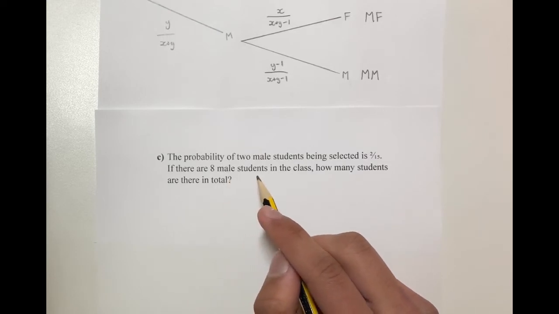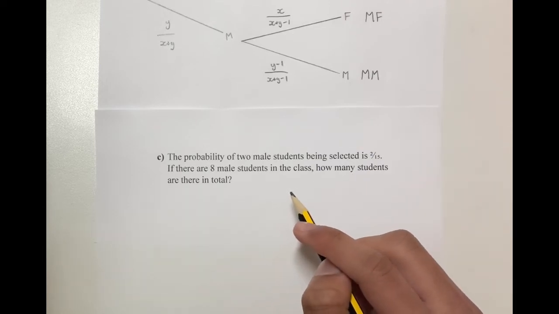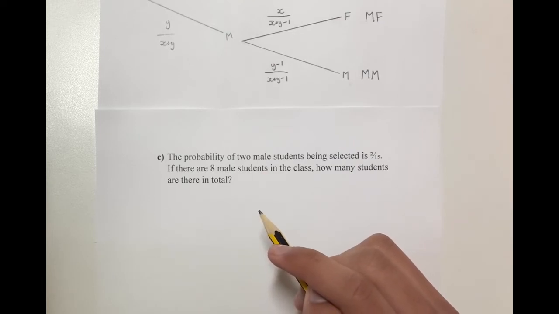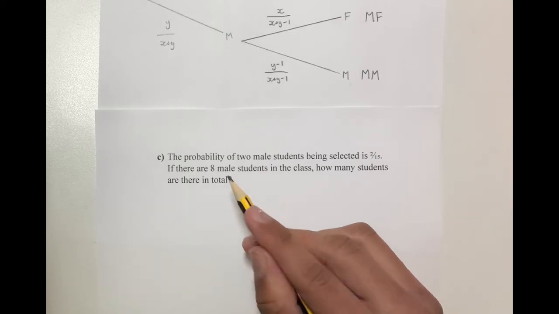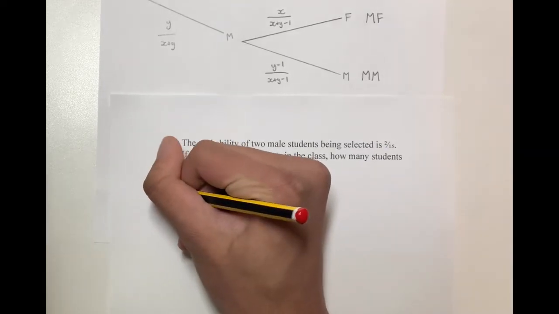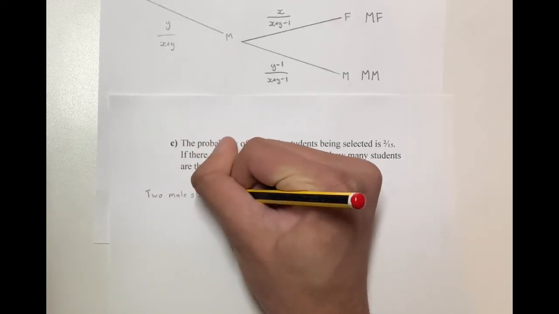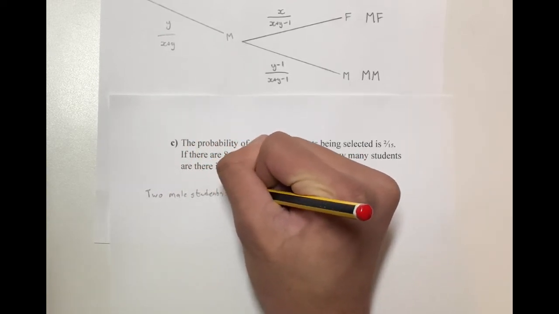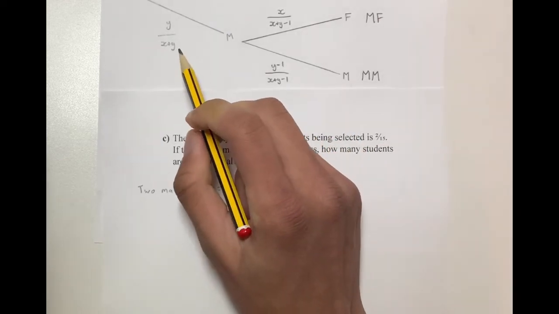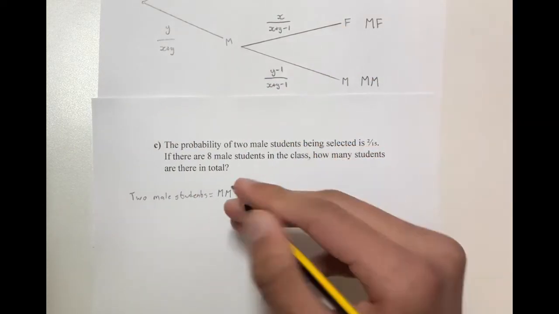The probability of 2 male students being selected is 2/15. If there are 8 male students in the class, how many students are there in total? So here we can use our AND rule for probability again, first to find out the probability of 2 male students being selected. This can be found by multiplying y over x plus y by y minus 1 over x plus y minus 1.